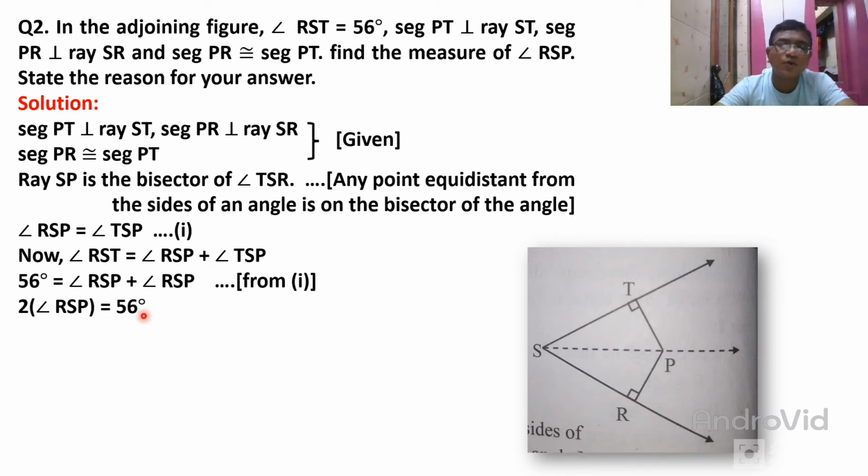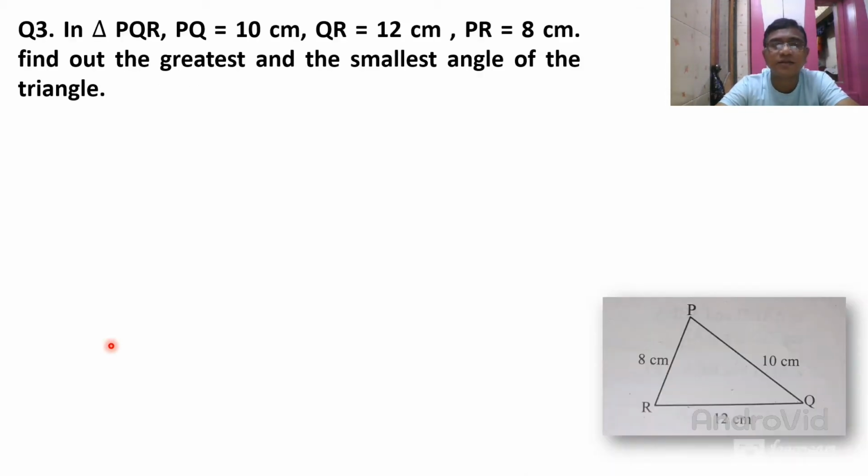2 is multiplied, go across, divide. 2 2s are 4, 1. 2 8s are 16. 2 2s are 4. What remains? 1. 2 8s are 16. So angle RSP is equal to 28 degrees. Angle RSP is equal to 28 degrees. So that you get that answer.